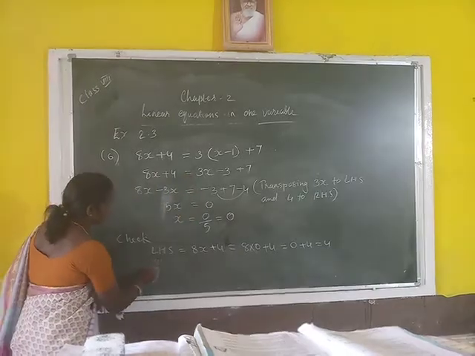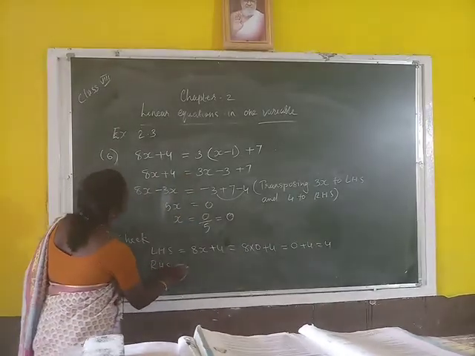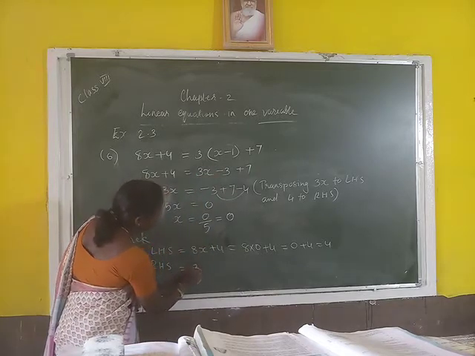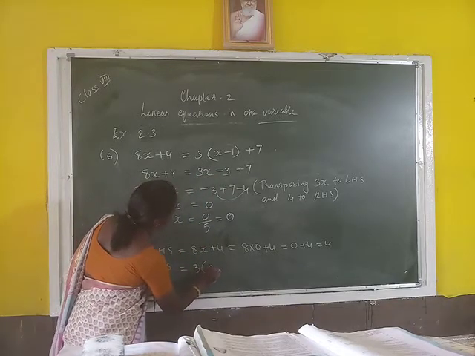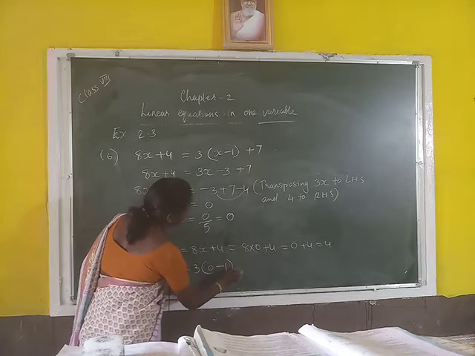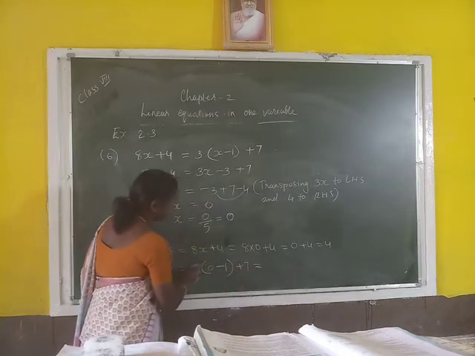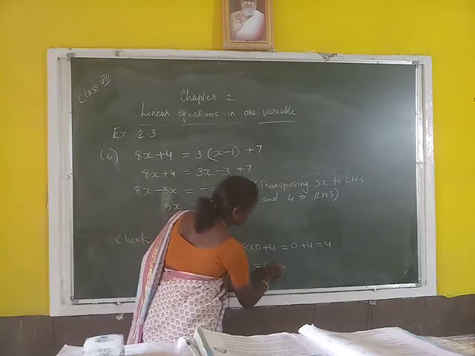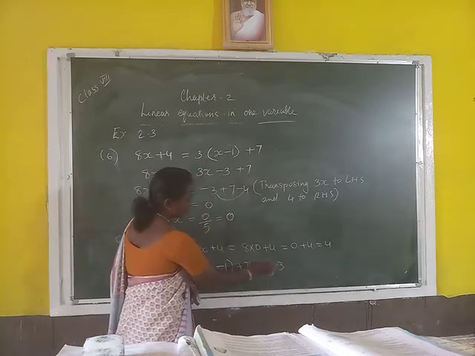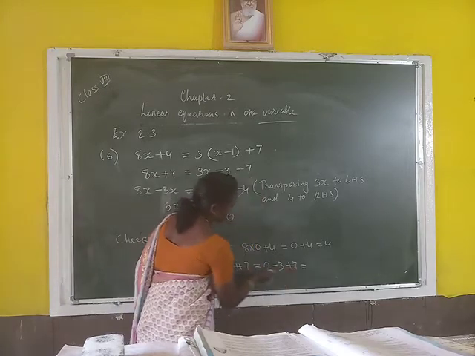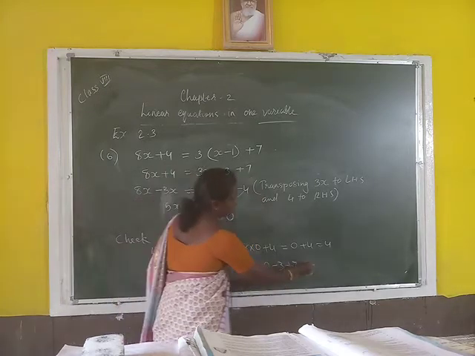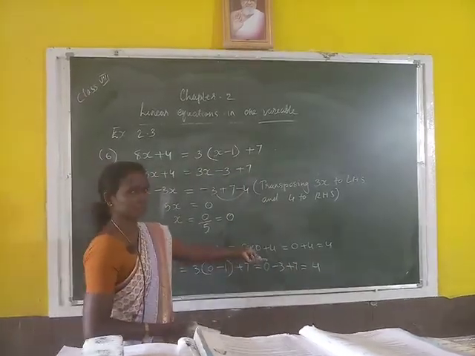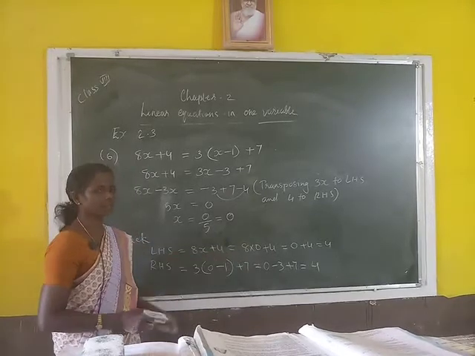Then the RHS side. 3 into 0 minus 1 plus 7. 3 into 0 is 0. 3 into negative 1 is negative 3, plus 7. Add these numbers. What is its answer? Positive 4. So here, look, LHS is equal to RHS. Therefore our answer is correct.